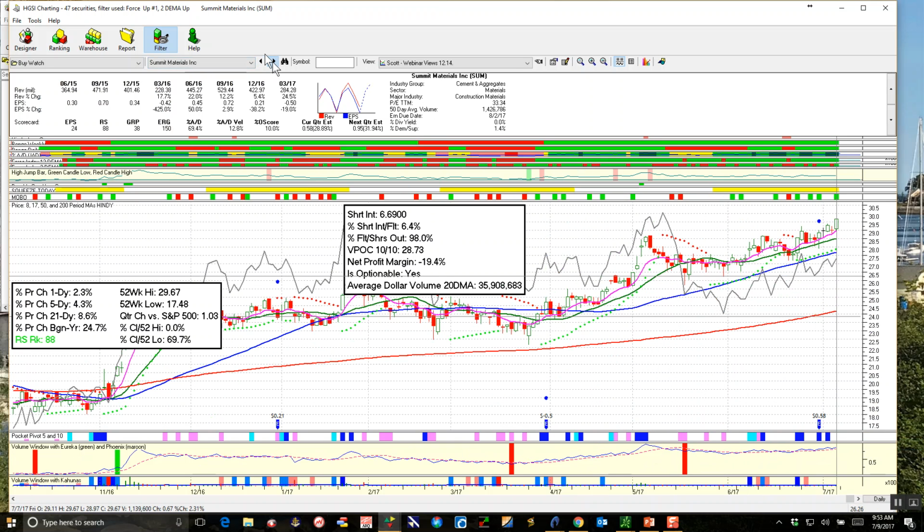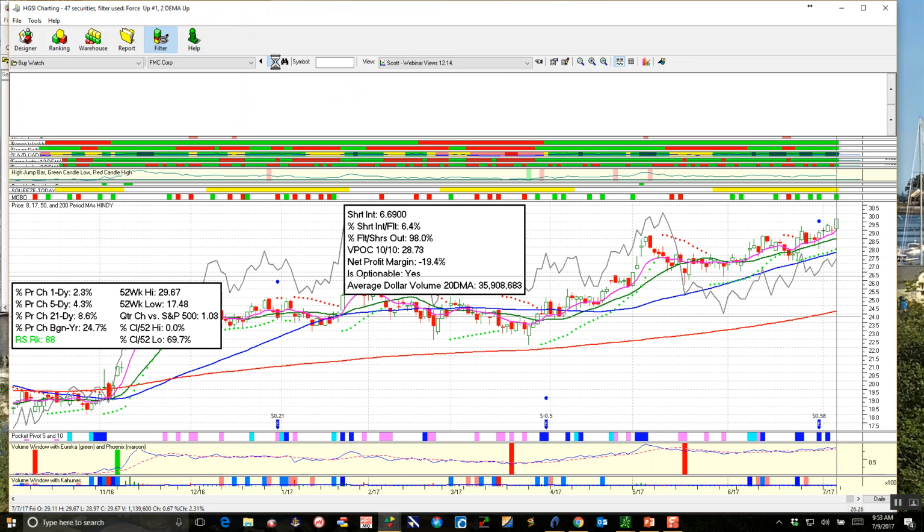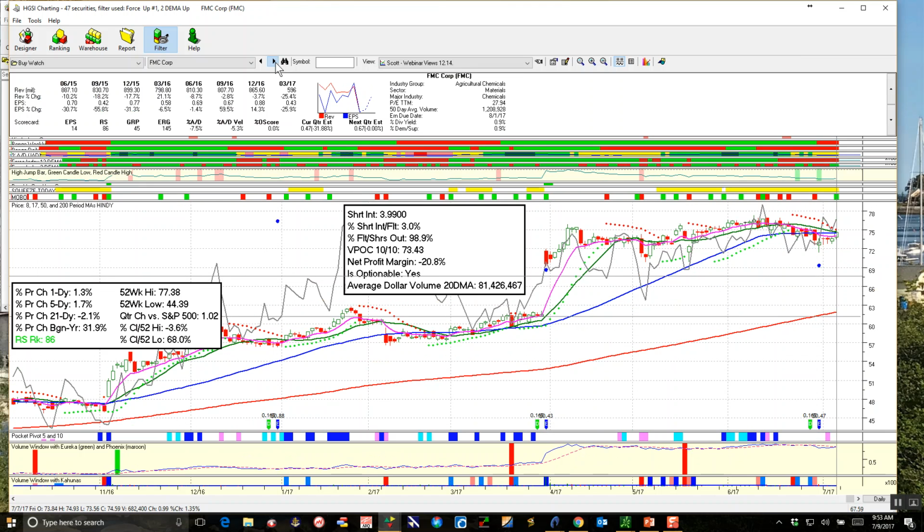Cement maker, nice uptrend. If construction is positive, they've got to get cement. FMC, big gap up and then a sideways move on the 50. I don't buy this here. I look for momentum and then I get interested.